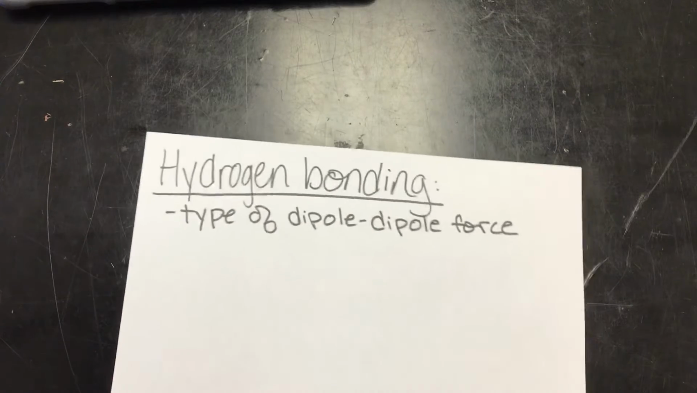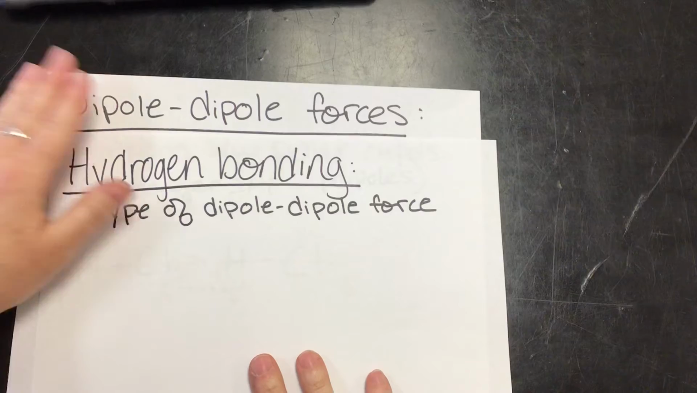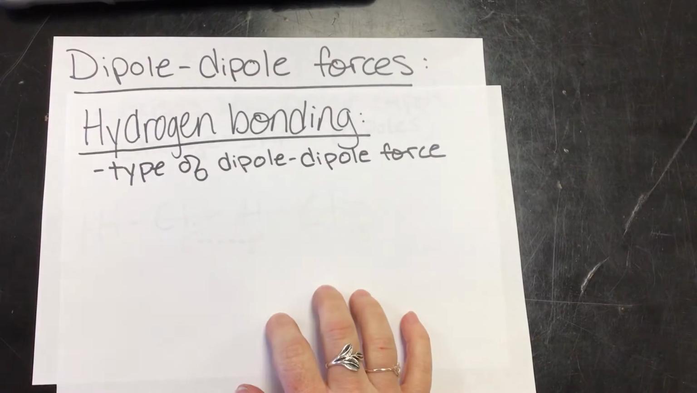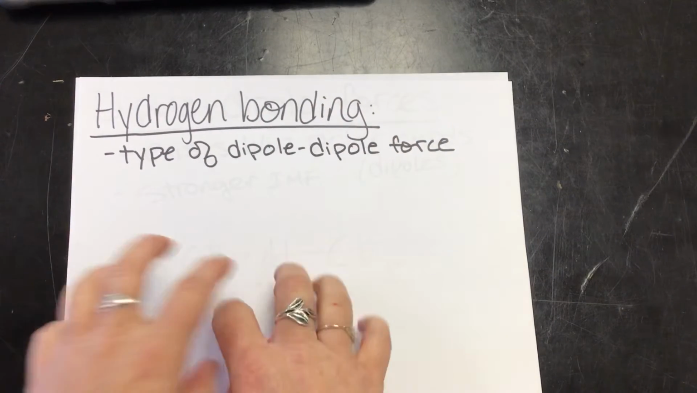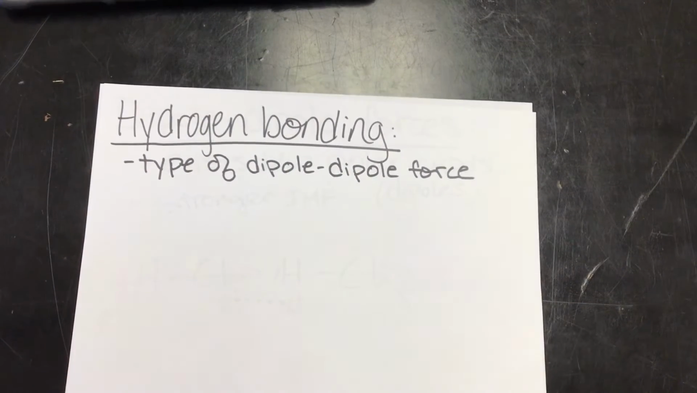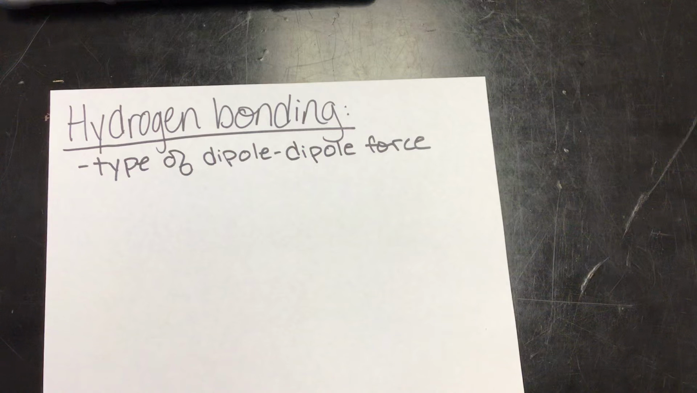Now, the next one we're going to talk about is actually a specific type of dipole-dipole force of attraction. So this one is still a dipole-dipole force of attraction. This is kind of like a subcategory, and the reason that we separate it is because this dipole-dipole force is extra, extra, extra strong. The force of attraction is a lot stronger than other dipole-dipole forces. And so we have hydrogen bonding.